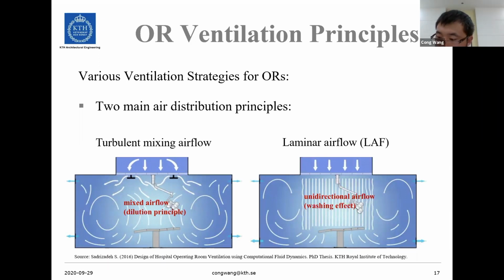Turbulent mixing airflow is the most conventional ventilation principle, which relies on the dilution principle. Turbulent streams of air are supplied to the operating room and mixed with the room air, while mixed airflow is created in the entire operating room. Therefore, when a sufficient amount of air is supplied, the airborne contamination can be diluted.